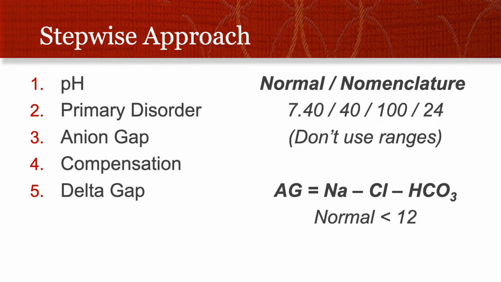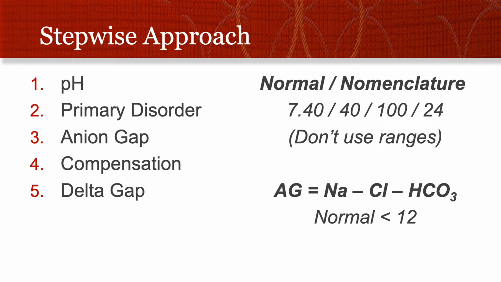After I do the anion gap, I use my compensation formulas to determine if there's a secondary problem. And finally, in the case of an anion gap acidosis, I do the delta gap or the delta ratio. I've found this is the most problematic topic to teach because people are intimidated by it, but I believe it's because it's taught poorly.